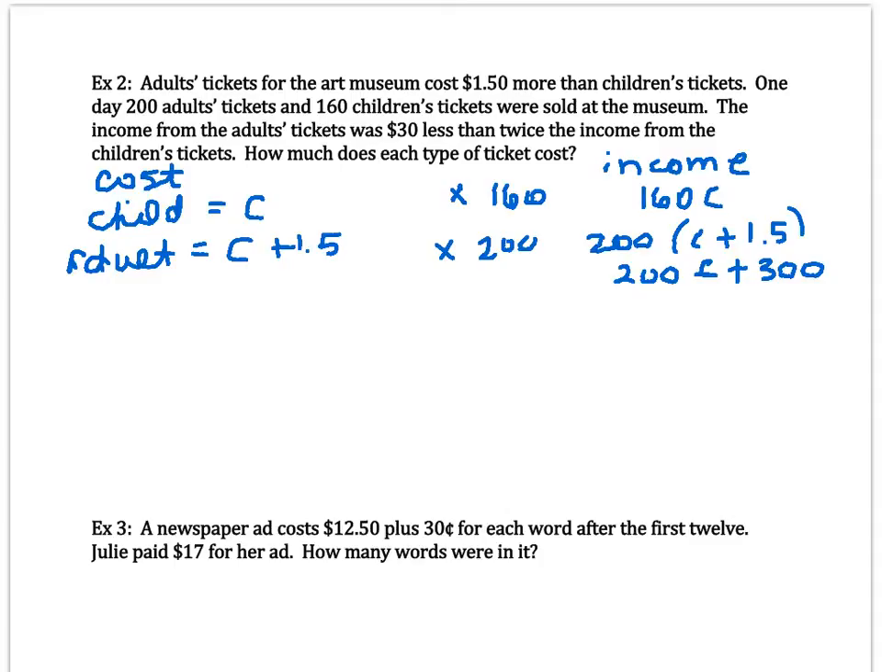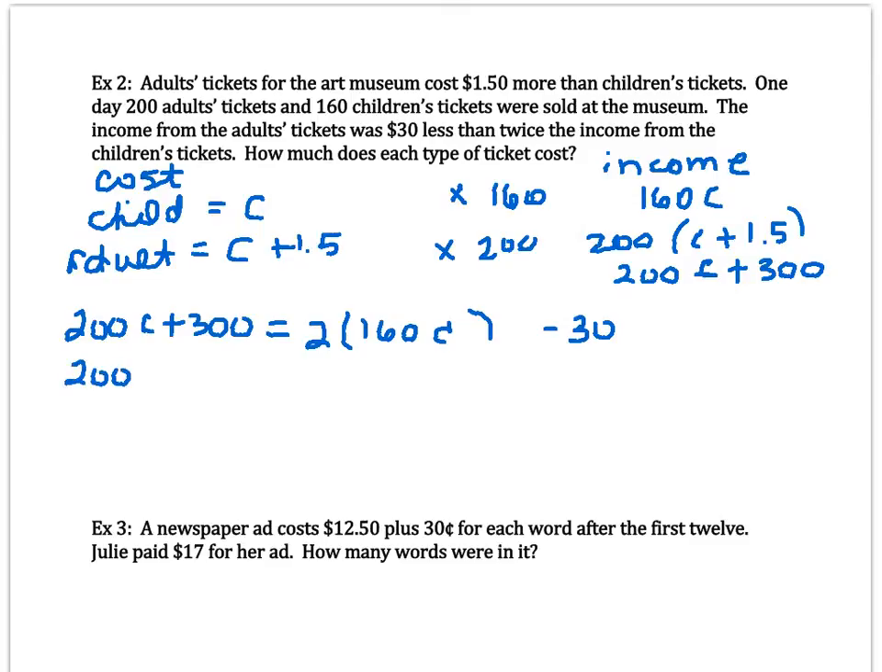Now, it says the income from the adult tickets. So total income from adult tickets. So we have 200C plus 300 is total income from adult tickets is an equal sign, $30 less than twice the income from the children's tickets. So we're going to end up subtracting 30. So twice the income from the children's tickets is 2 times 160C. And there's our equation. So let's simplify this a little bit.